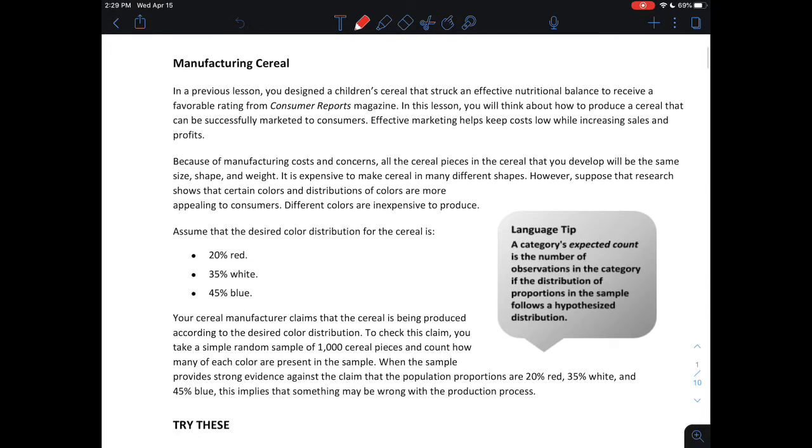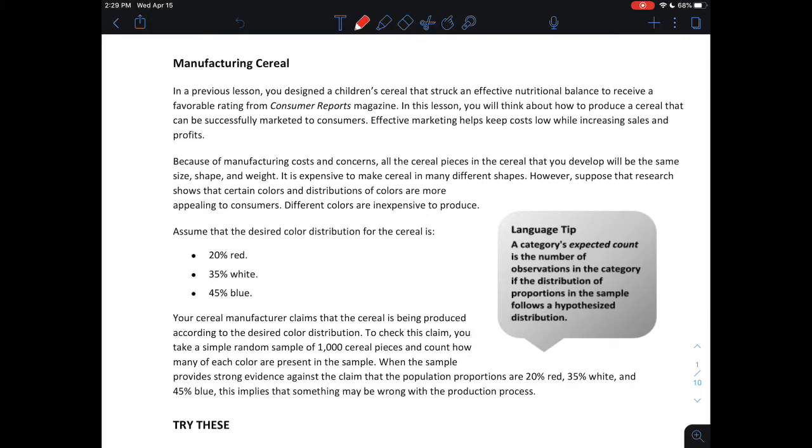Manufacturing cereal. In a previous lesson, you designed a children's cereal that struck an effective nutritional balance to receive a favorable rating from Consumer Reports magazine. In this lesson, you will think about how to produce a cereal that can be successfully marketed to consumers. Effective marketing helps keep costs low while increasing sales and profits. Because of manufacturing costs and concerns, all the cereal pieces in the cereal that you develop will be the same size, shape, and weight. It is expensive to make cereal in many different shapes.